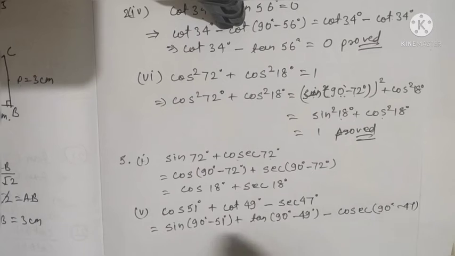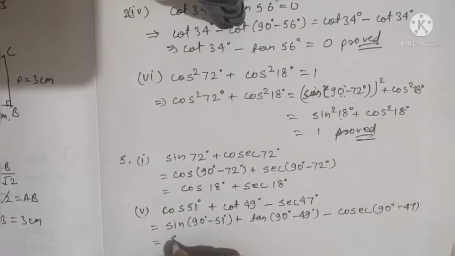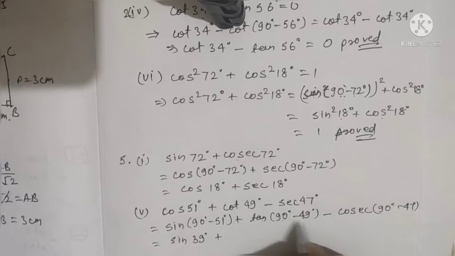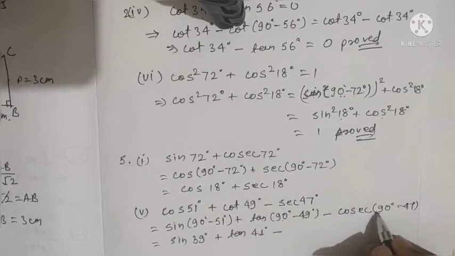By solving it, sin 90 minus 51 becomes sin 39 degree, plus tan 90 minus 49 becomes tan 41 degree, minus cosec 90 minus 47 becomes cosec 43 degree. You have your answer. Easy.